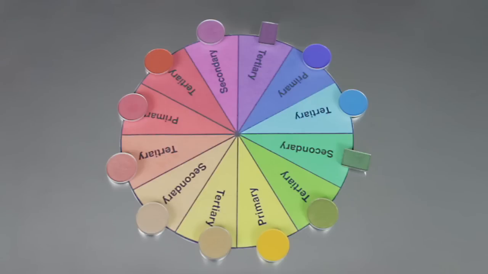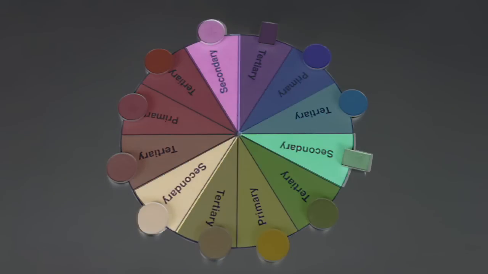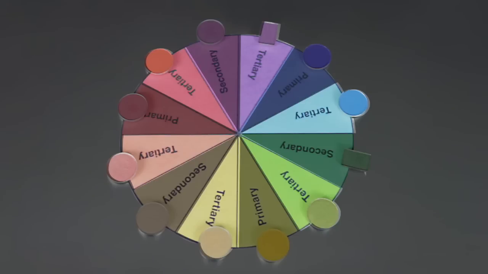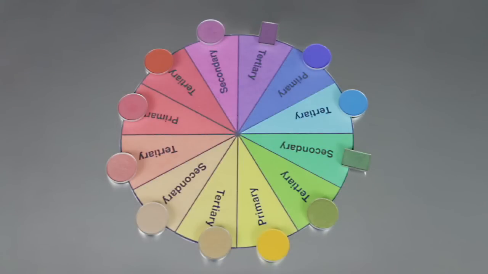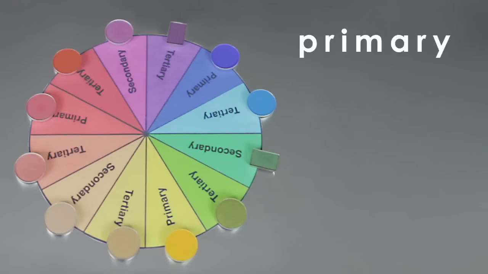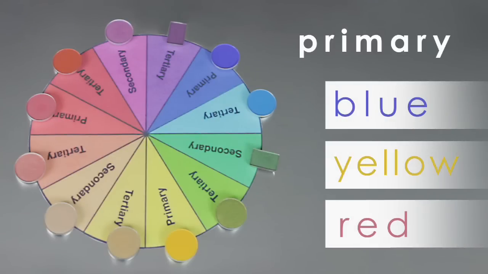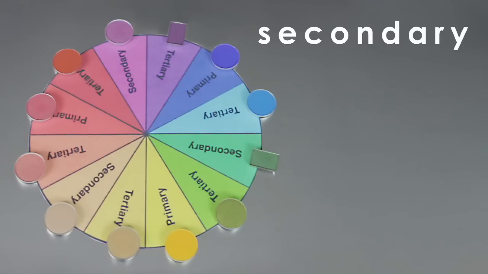So when you're looking at a color wheel, you're looking at three different things. You're looking at primary colors, secondary colors, and tertiary colors. Your primary colors are your basic colors. They're single, standalone colors. They're colors that cannot be made by mixing other colors. That is blue, yellow, and red. They're your primaries. Now your secondary colors are your colors that are a mixture of two primaries.